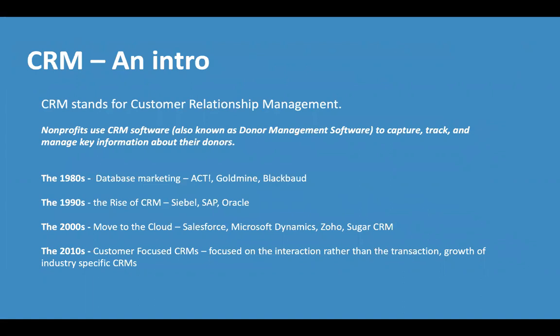And so you saw these big, heavy CRMs start to come out from big software companies in the 90s. As the cloud became a thing, software was moving away from needing to be installed on local machines and moving to the cloud, and you saw a big rise of a lot of internet-based CRMs like Salesforce. Microsoft was getting into the game, Zoho and Sugar.